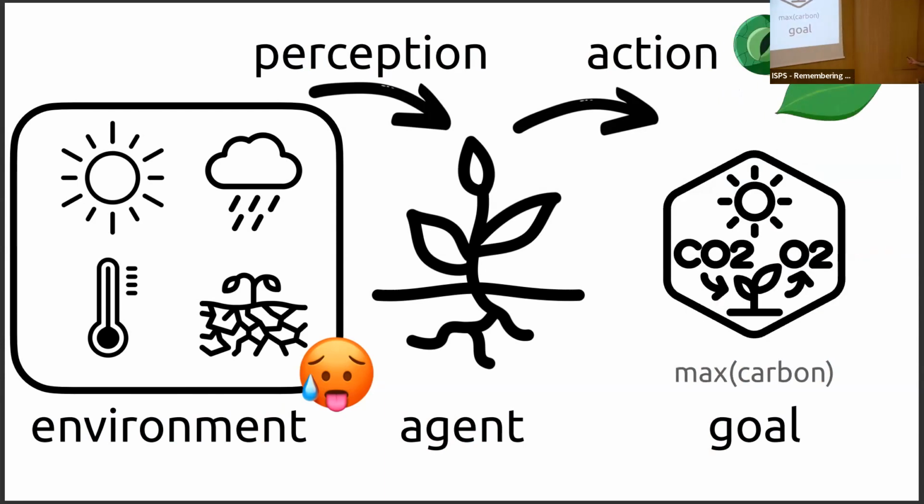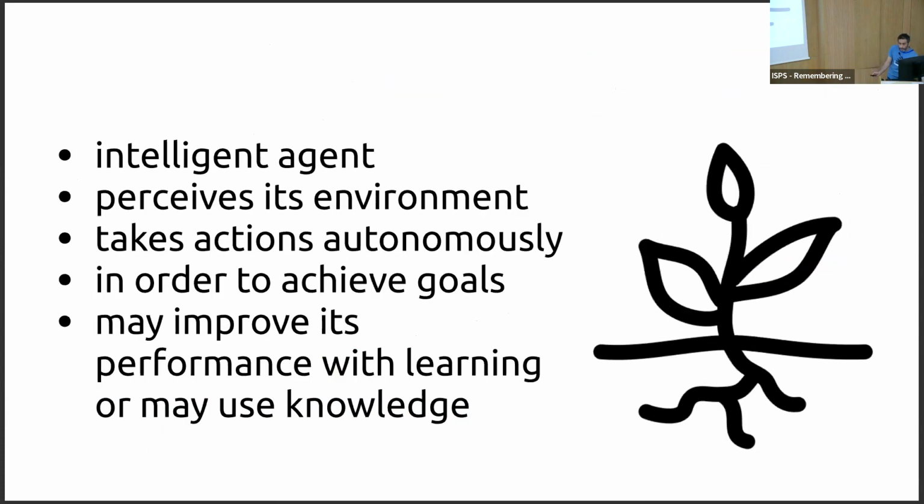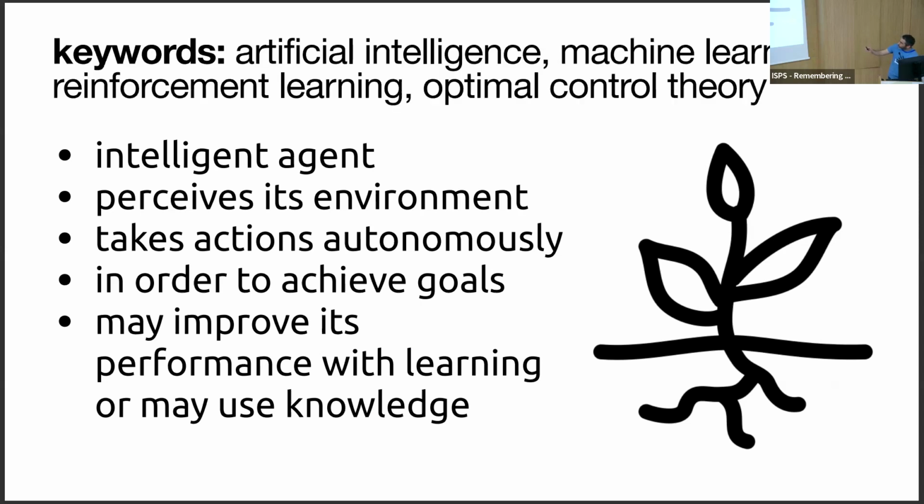So what are the actions? Here we see the stomata, the pores in the leaves. By opening and shutting those stomata, they can achieve a goal. Here, it's an assumption that what the plant wants to do is to maximize its carbon assimilation, photosynthesis. The same as before, now we have the plant instead of Mario. The plant is an intelligent agent, perceives the environment, etc. All this language is natural to the following fields: artificial intelligence, machine learning, reinforcement learning, optimal control theory. And those are the lenses through which I look at the plant.